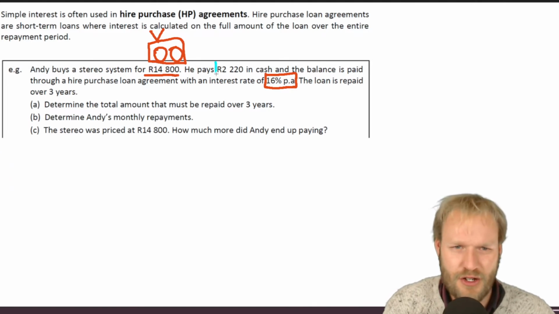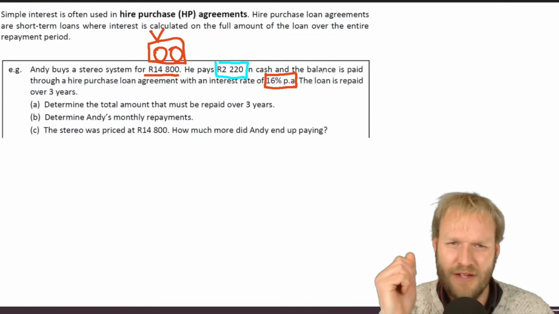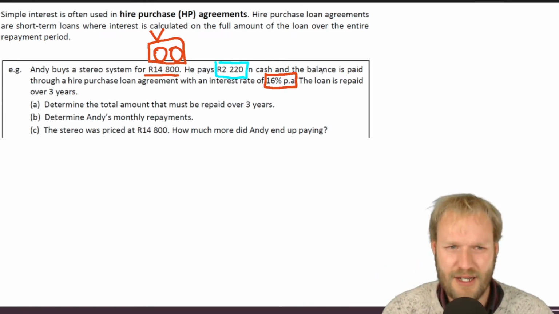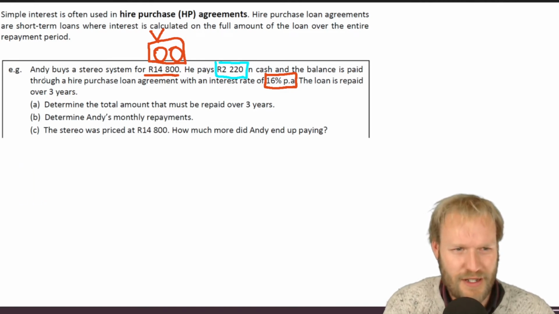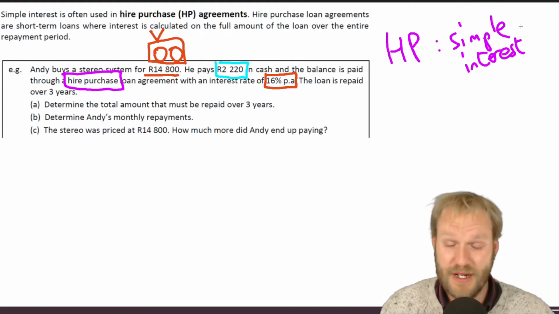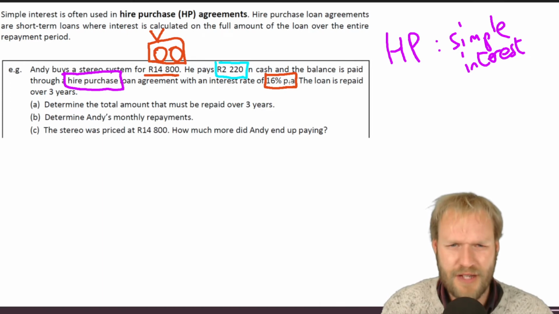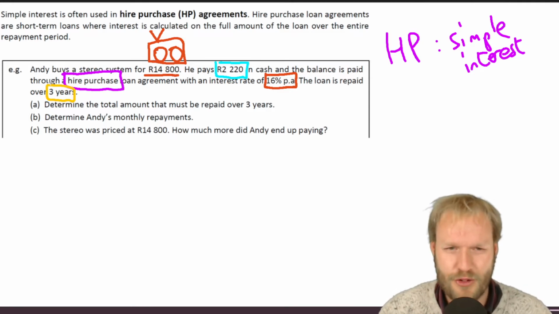Luckily, Andy's got 2,220 Rand in cash to pay, and then is going to get a loan for the outstanding amount. Okay, and that's going to be, unfortunately for Andy, on a hire purchase loan agreement. Now, as soon as you see hire purchase, it's implied that it's simple interest. It won't say simple interest, but it's implied. Okay, and the interest rate is 16%. It's paid over 3 years. So I'm just starting to highlight the bits of the information that are important.